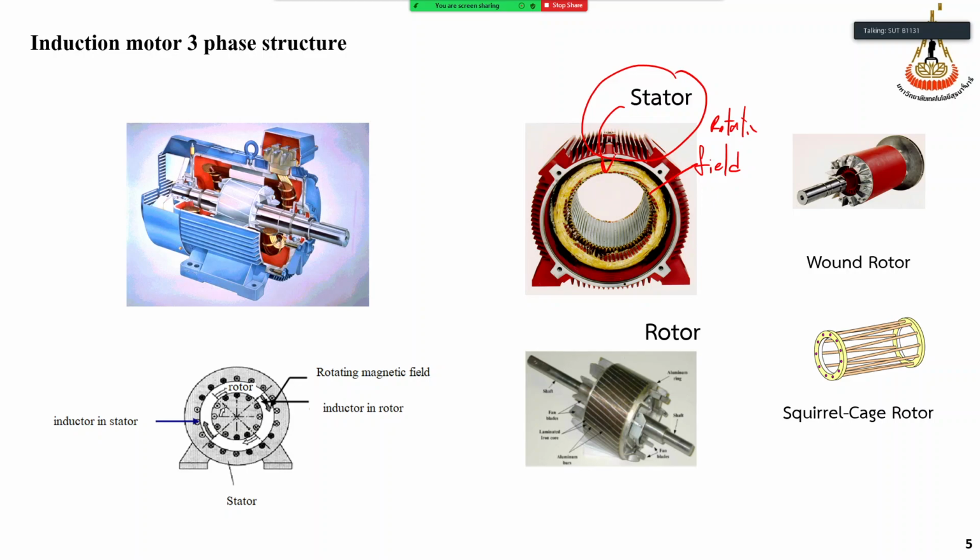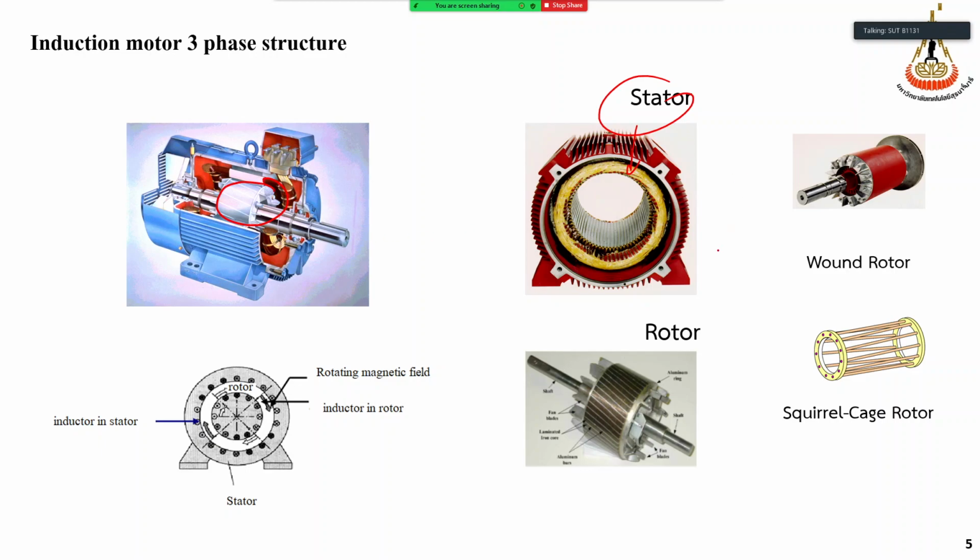The magnetic field rotates around this. When we supply AC voltage to this coil, it will build the excitation field or rotating field here. We call this the stator winding, usually a three-phase winding, and another part is the rotor winding here.